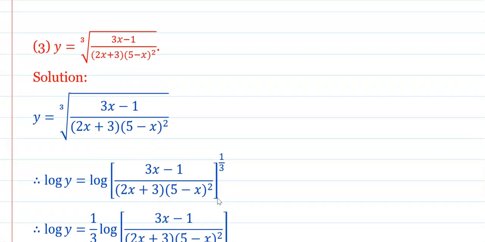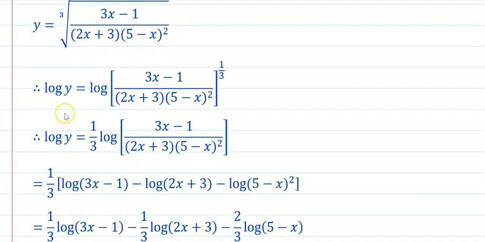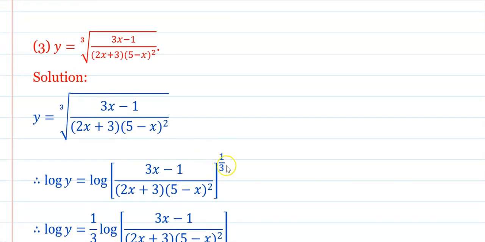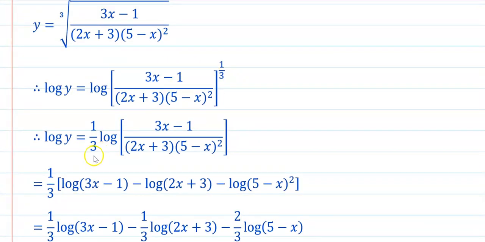Okay. Now the next problem, y is equal to the cubic root of (3x - 1) upon (2x + 3) into (5 - x) whole square. Take log on both sides. It is a cubic root, so the power is 1 by 3. That is the log of [(3x - 1) upon (2x + 3) into (5 - x) square] to the power 1/3. Again this 1/3 comes in front. 1/3 log of (3x - 1) upon (2x + 3) into (5 - x) square.